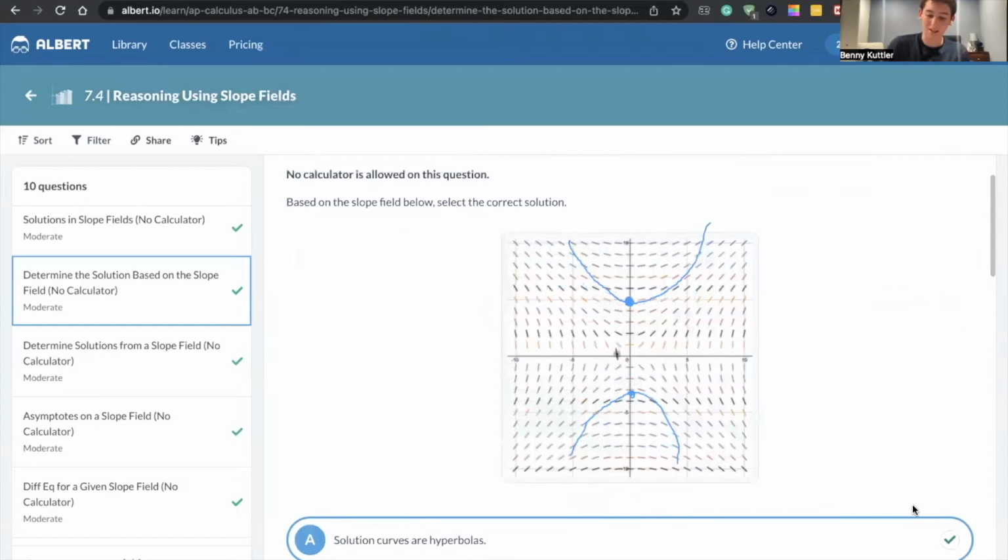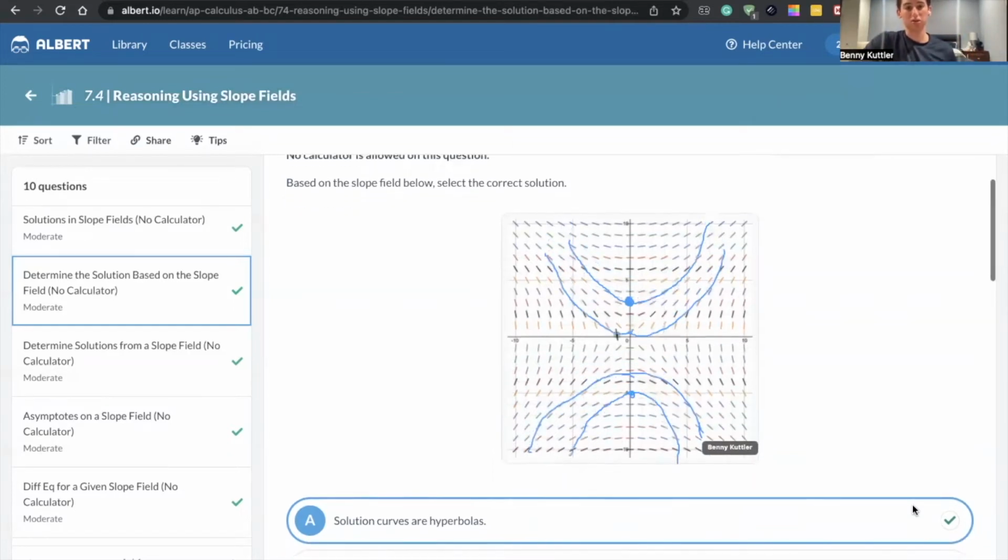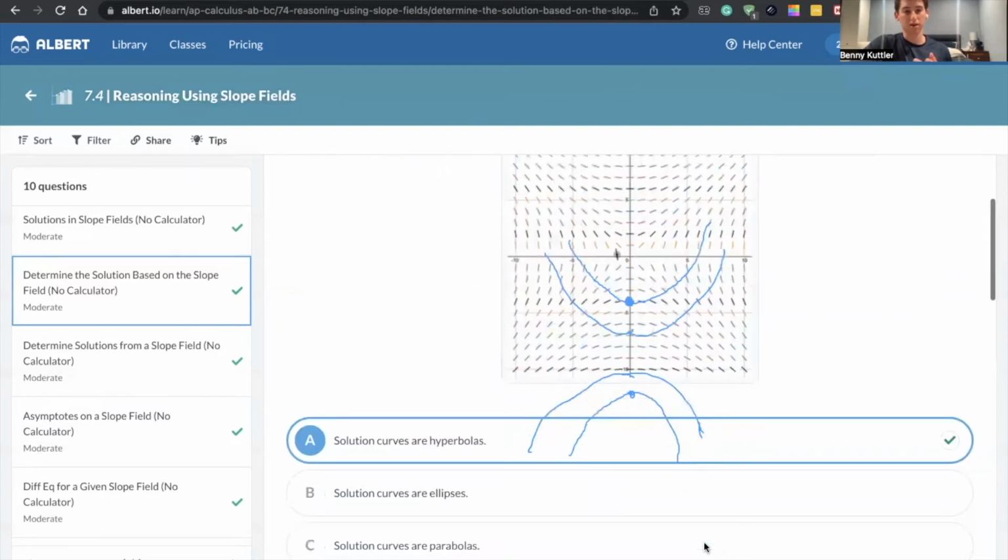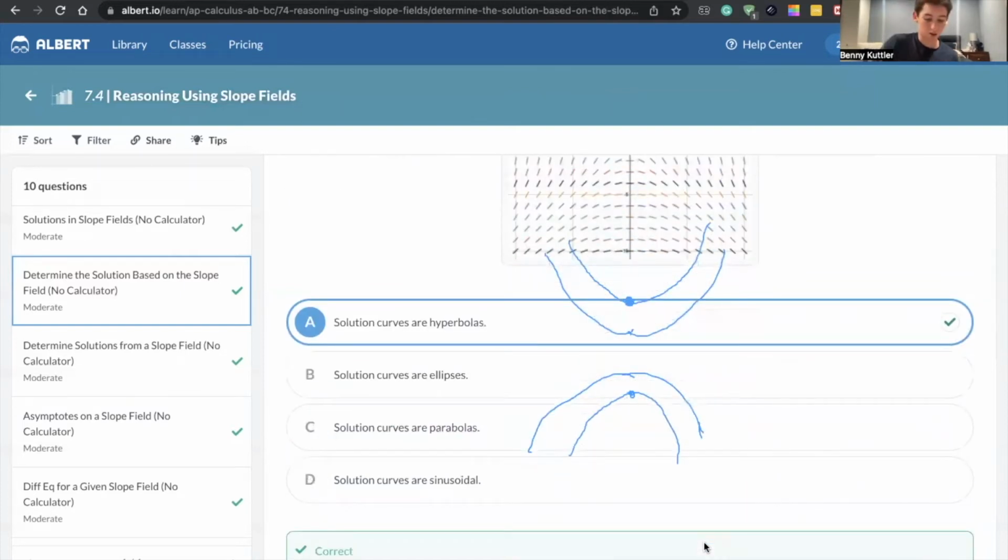And if we notice, it doesn't matter where our initial condition is. If we had one here, it would still be a hyperbola. So for the initial conditions, you just follow the lines starting from wherever your initial condition is.